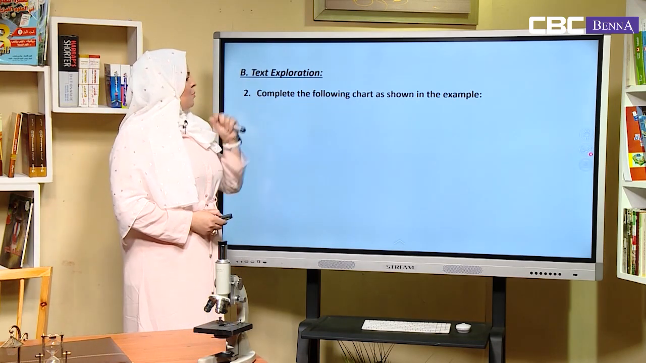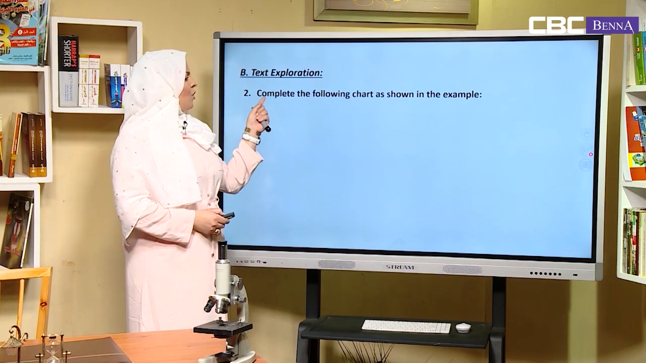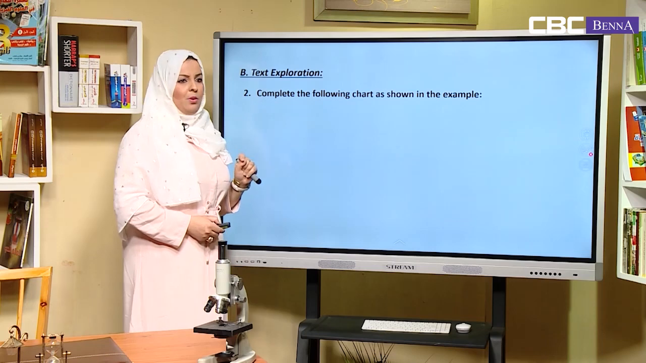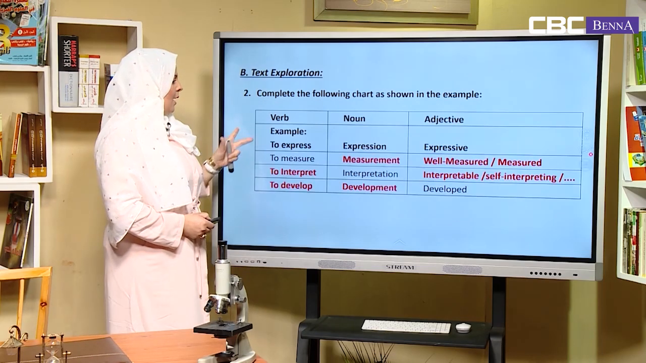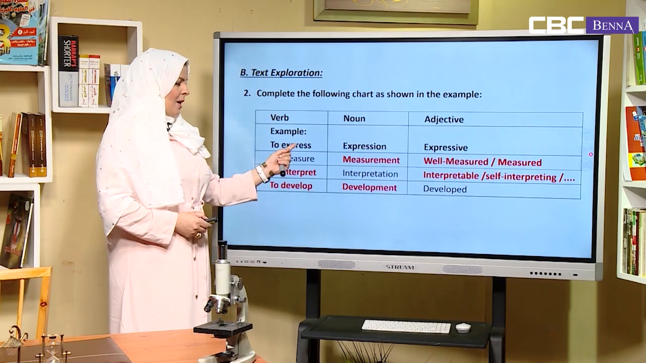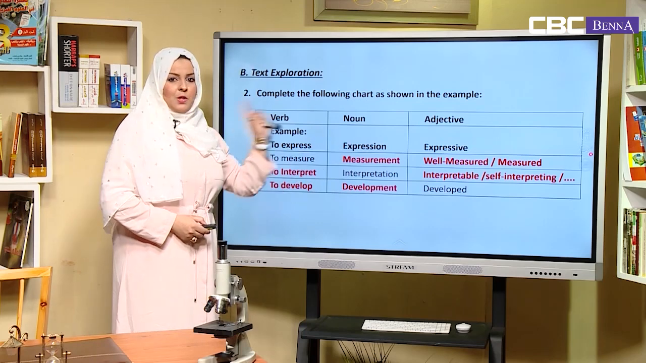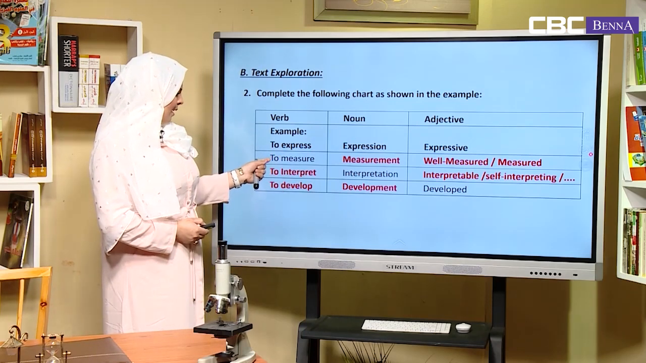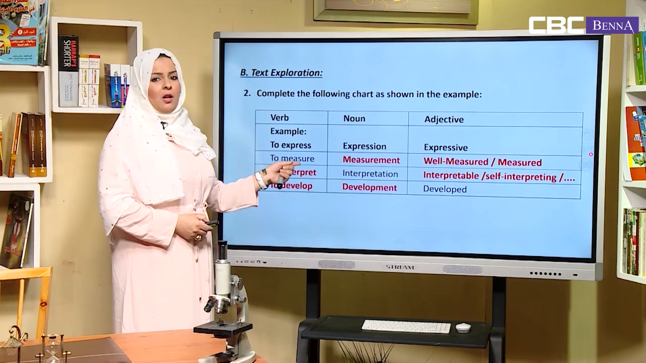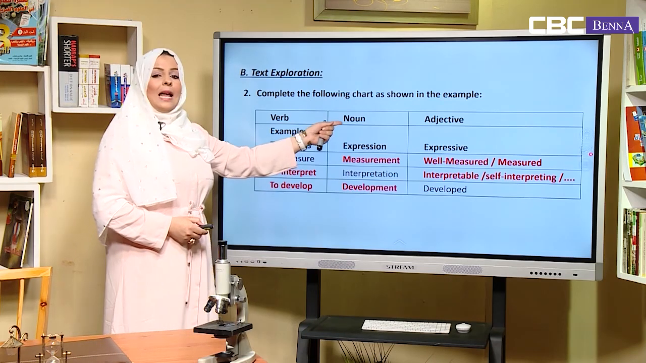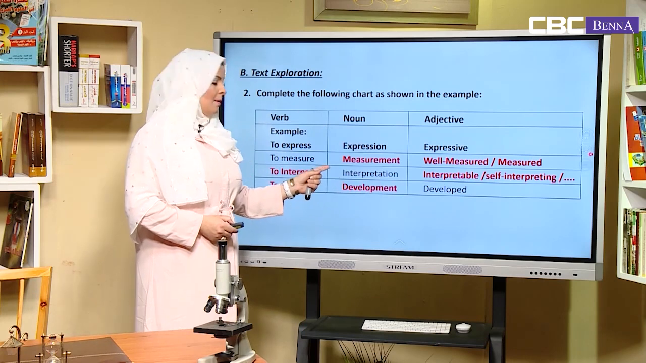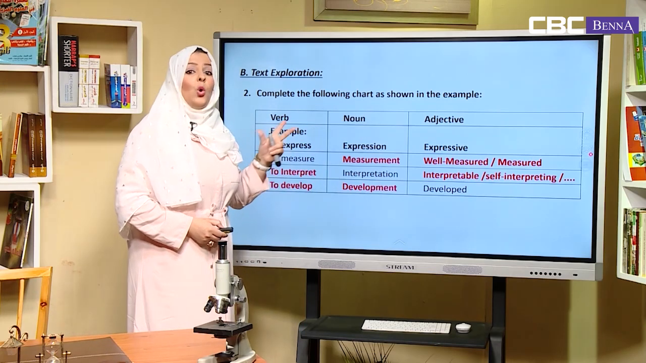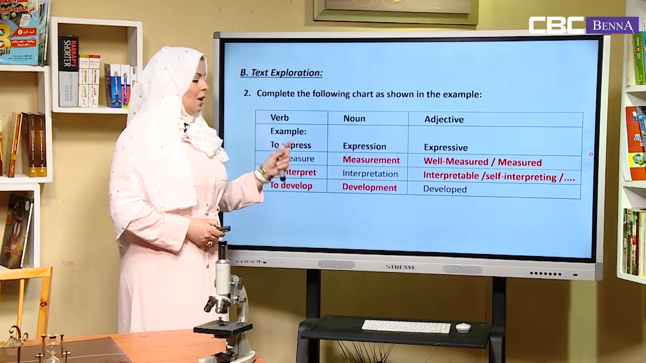So let's move to morphology. So complete the following chart as shown in the examples. Here you have to express, expression, and expressive. Let's start. What did they give us here, or what they have? What do we have here? We have to measure. To measure. Noun, measurement. Noun is measurement. Adjective, well measured or measured.